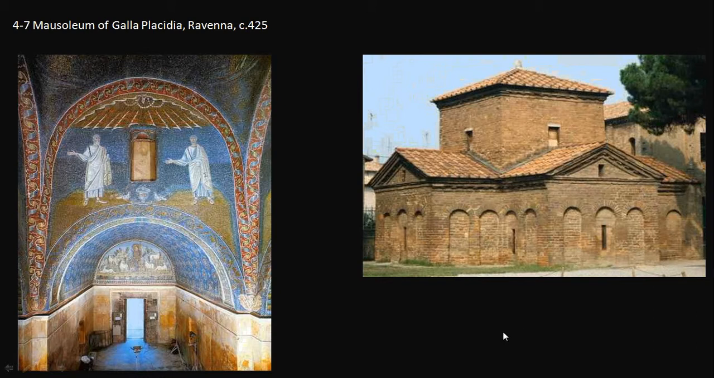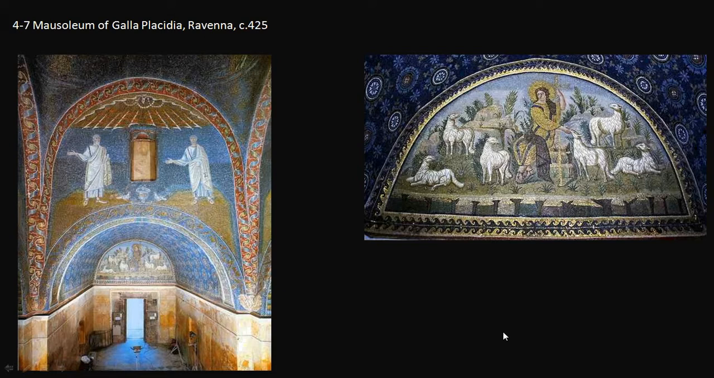And you'll notice, if we look at the mosaics, that over the doorway we have the Good Shepherd. This is very common for burial sites, especially in the early Christian world, this idea of faithfulness, even in the afterlife. But here you'll notice that he's clothed as an emperor. Again, the symbol of Galla Placidia, the daughter of the Roman emperor.